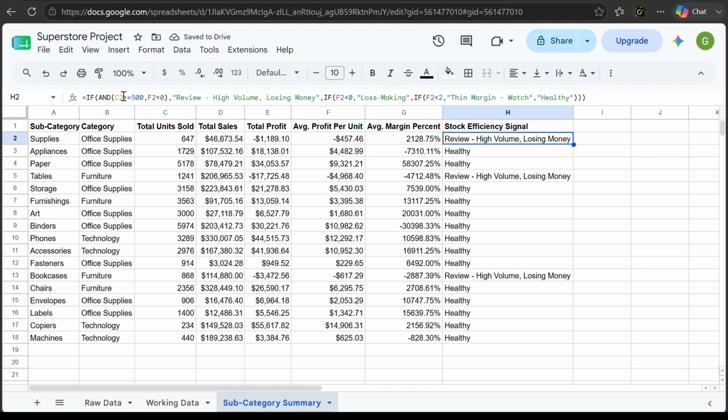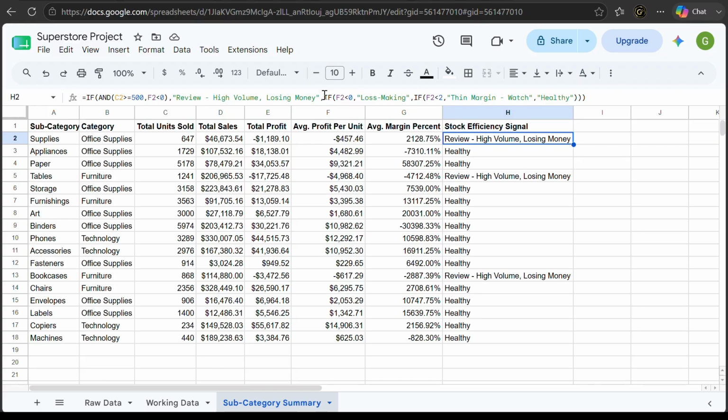We are saying that if C2 is above 500, that means the total units sold is above 500 and the average profit per unit is less than 0, that means you're having high quantity sold but negative profit per unit. We want to say review this particular record or transaction, we're having high volumes here, and yet we are still losing money. That's the very first case. That's why it flagged this. It's already flagged this here.